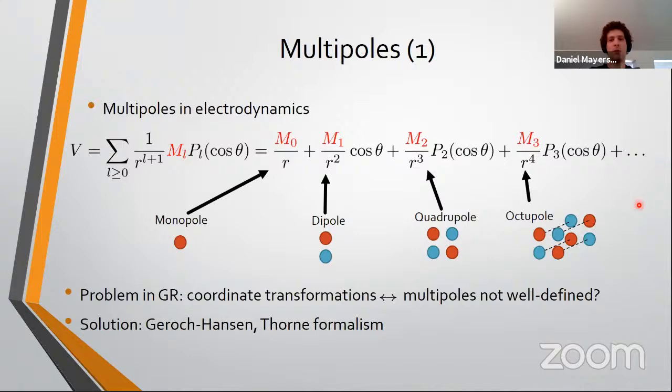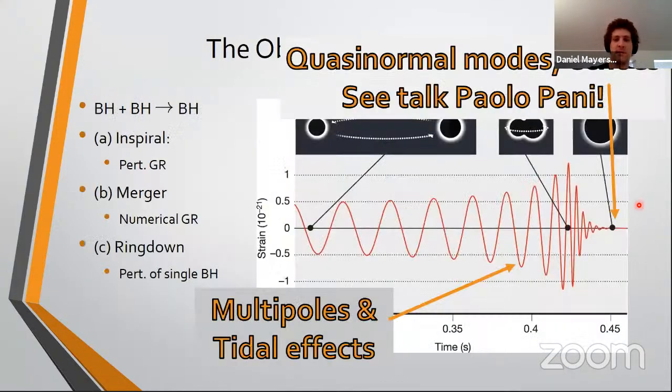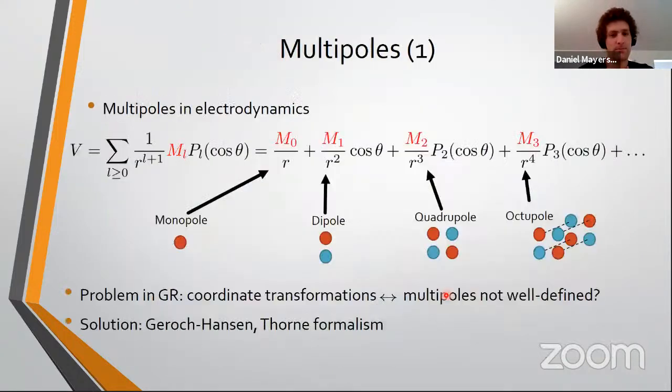So I'm going to be focusing on multipoles. Now remember, multipoles is something that will appear in this in-spiral phase. This will be important for the in-spiral phase. This will alter how the black holes are going to be orbiting around each other. So what are multipoles? Let me start with that. Now in electrodynamics, this is something that we're pretty familiar with, even if we've never given it this particular name.